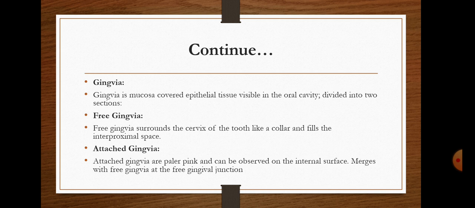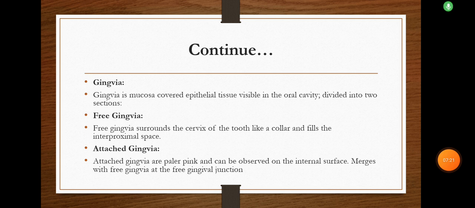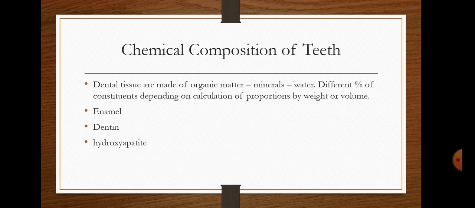Gingiva. Gingiva is mucosa-covered epithelial tissue visible in the oral cavity, divided into two sections. Free gingiva. Free gingiva surrounds the cervix of the tooth like a collar and fills the interproximal space. Attached gingiva is paler pink and can be observed on the internal surfaces, and merges with free gingiva at the free gingival junction.